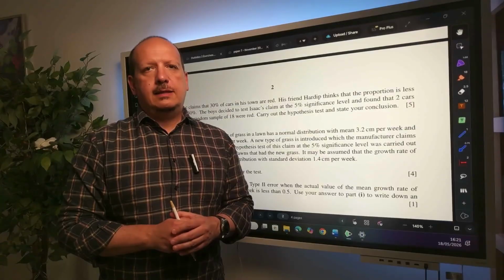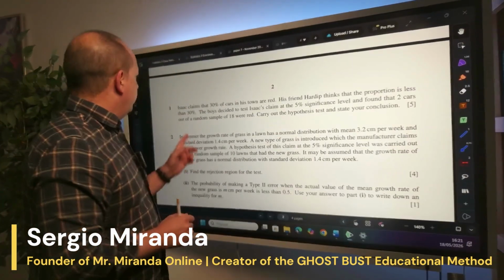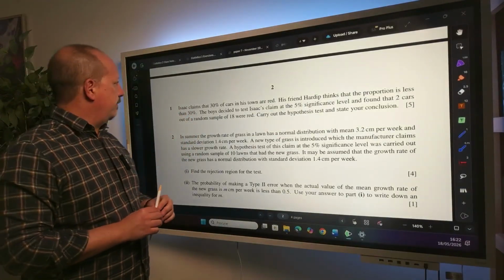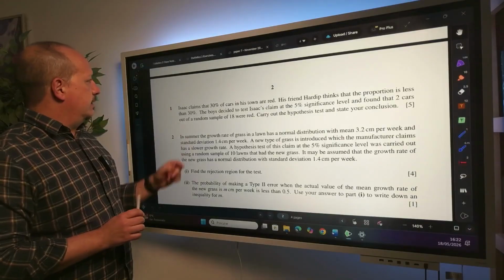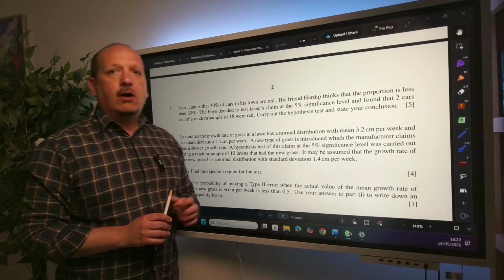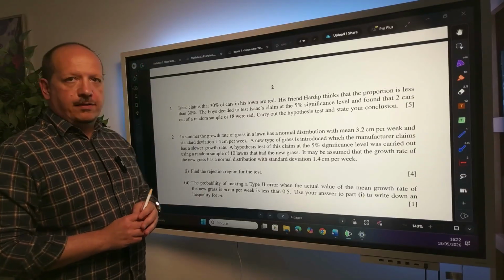Let's look at a couple of exam questions about this topic. The first of which is a paper 7 from November 2007, Question 1. It says this: Isaac claims that 30% of cars in his town are red. His friend Hardip thinks that the proportion is less than 30%.